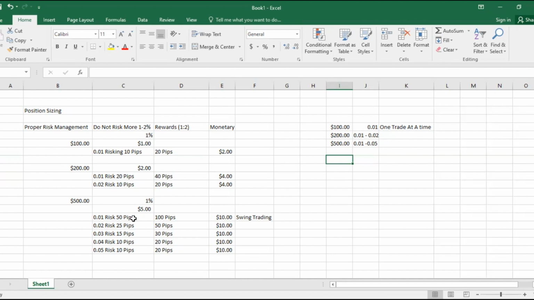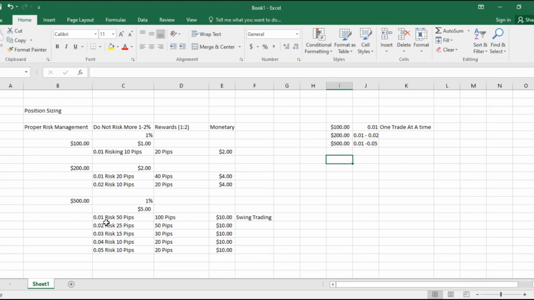So you wait until your trade hits your stop loss, or maybe you take profit, and then you look for another entry. As well, when you're doing 0.02, you risk 25 pips. So you can take that trade one at a time. You wait again until it hits either your take profit or your stop loss, and then you look for another entry. Okay, so when you're using maybe a 0.03 lot size, you need to take one trade at a time.